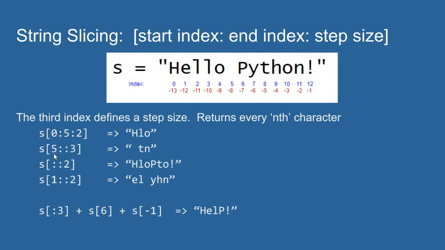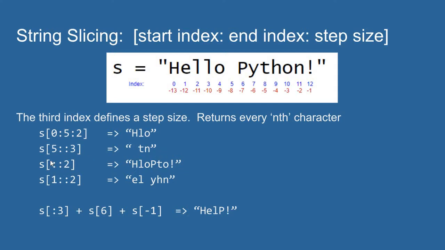Our next example, we are going to start at index 5, so I'm starting with the space. I'm leaving the second index blank here, so I'm going to the end of the string, starting at the space, going to the end of the string, and I'm taking every third character. So I would take the space, skip 2, take the T, skip 2, take the N, and then we would try to skip 2, but we reach the end of the string, so we're done. So we return the space, the T, and the N.